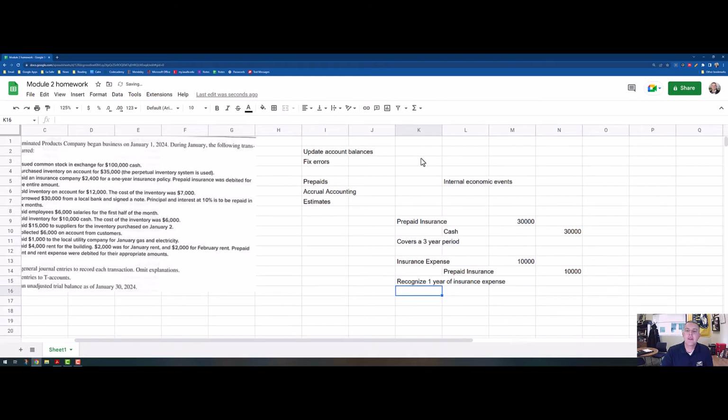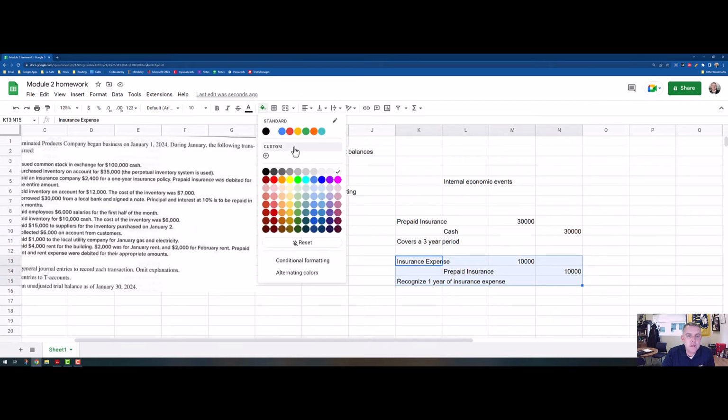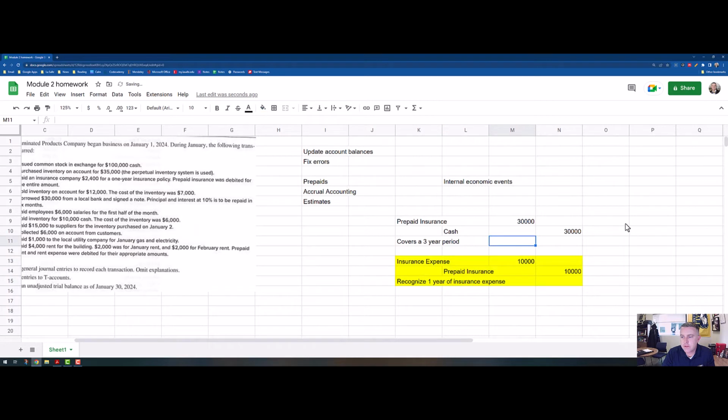All right. So these would be adjusting entries. This entry right here would be an adjusting entry. Only this second entry is an adjusting entry, right? This is the original transaction. This is an ordinary journal entry. And then this is the related adjusting entry.